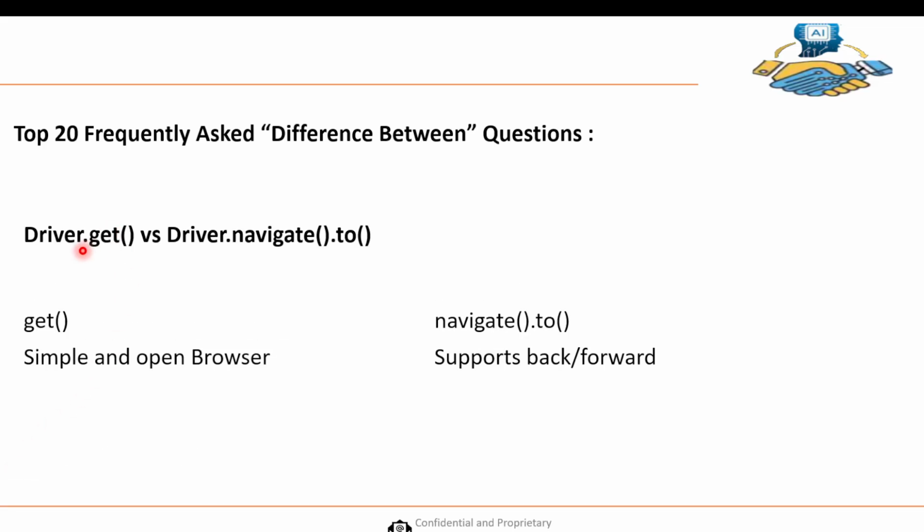Then next is, what is the difference between driver.get versus driver.navigate().to? The simple difference is that get opens the browser. Navigate.to also opens the browser, but it supports additional back and forward.